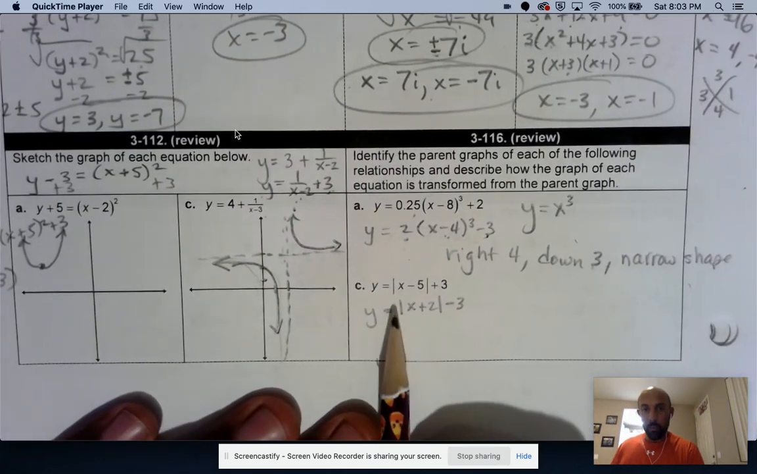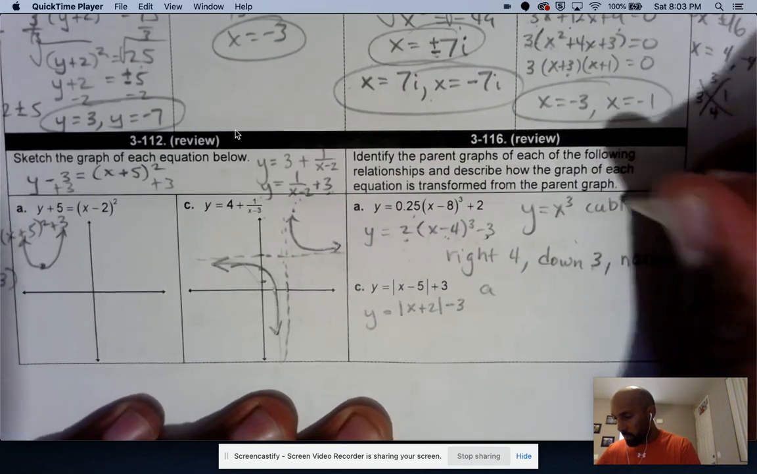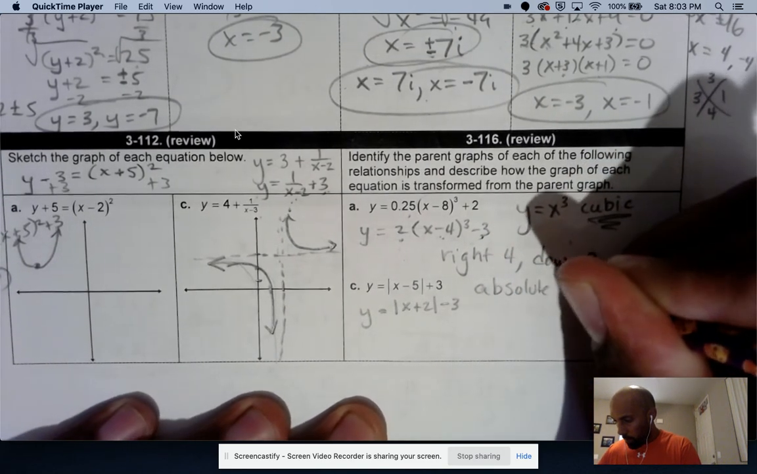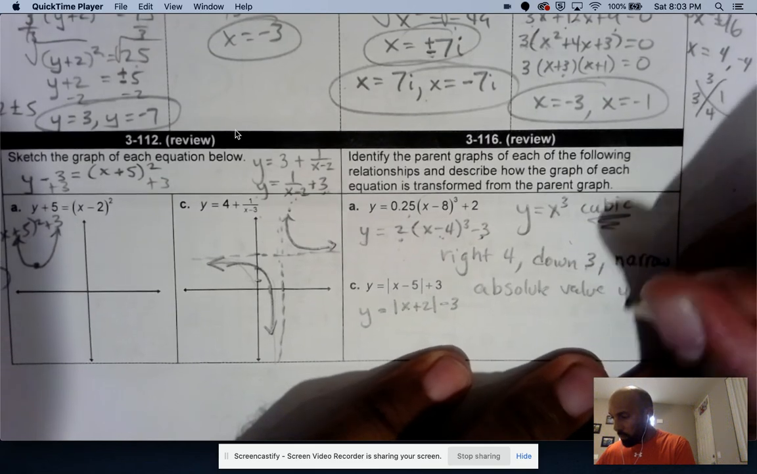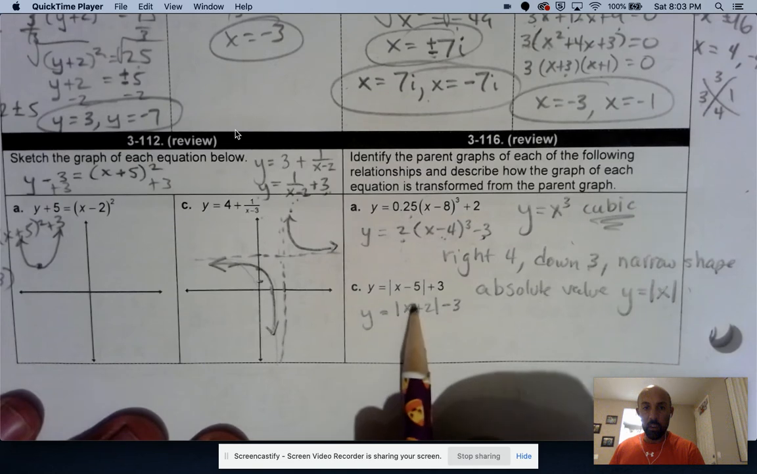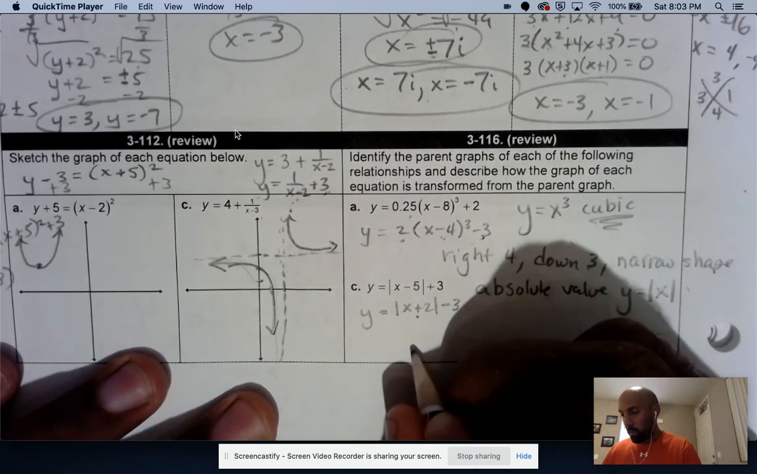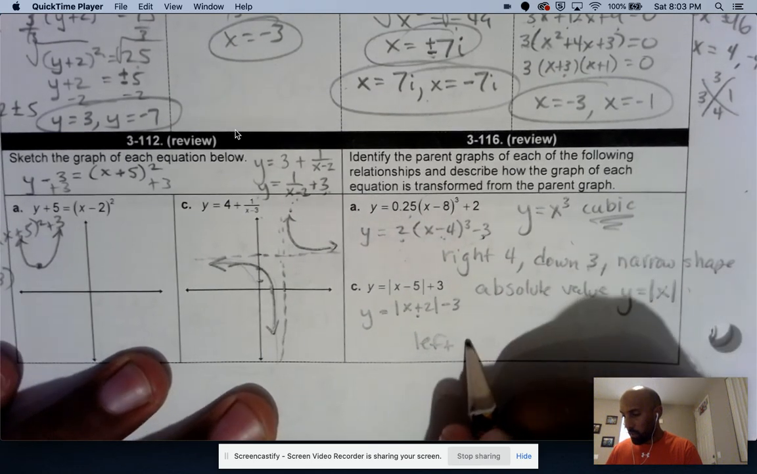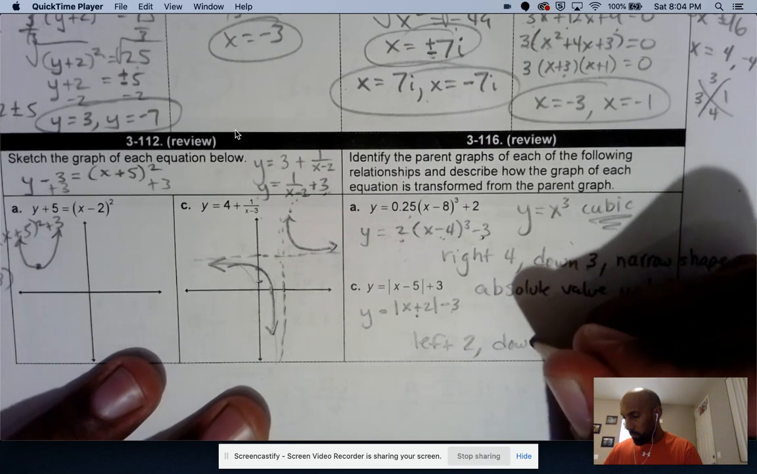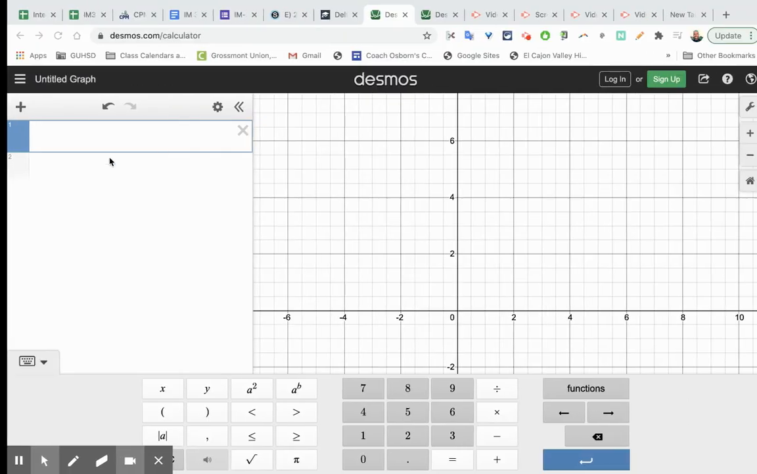Okay, so now this one we have absolute value bars. So it's an absolute value graph. Actually, let me write that down. This is cubic, and this is absolute value. Okay, so the parent function is actually y equals the absolute value of x. So going from here to there, what's happening? Well, first, on the inside, we have +2. So it doesn't go right 2, but actually goes left 2. It goes the opposite direction. And then here on the outside, we have -3. So that actually goes down 3. Okay, and that's it. So go ahead and try that with those graphs.